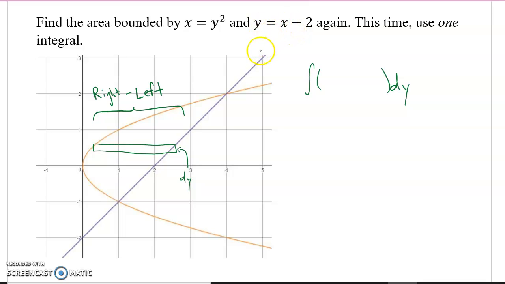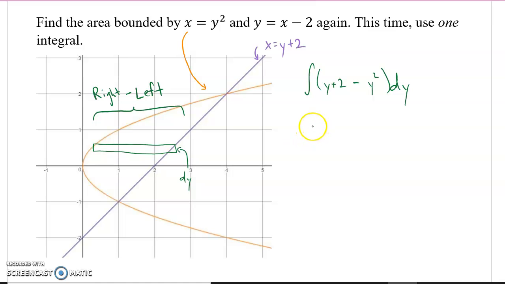That's an important distinction. So instead of saying y equals x minus 2, we're going to add that 2 to the other side and realize that this line is x equals y plus 2. That's the x value of every single point on this line in terms of y. And we don't have to do anything to the other equation because it's already x in terms of y: x equals y squared. So our right x value is y plus 2, and our left x value is y squared. So right minus left is y plus 2 minus y squared.